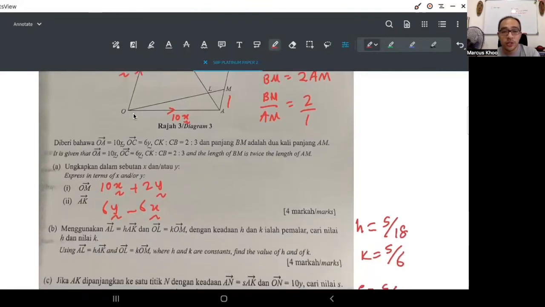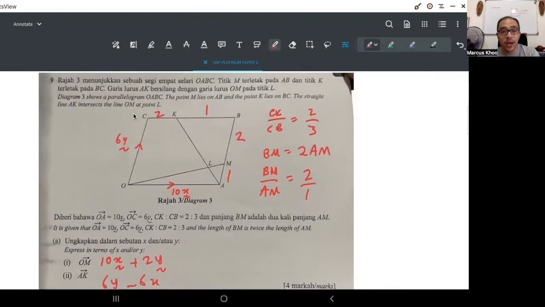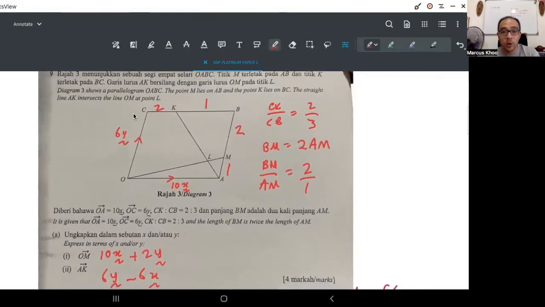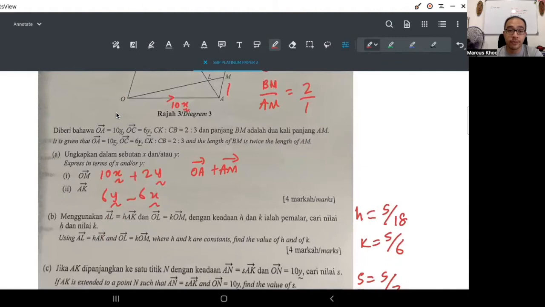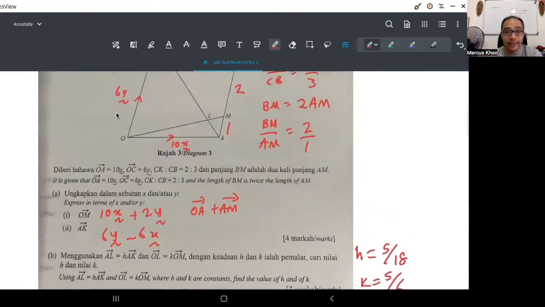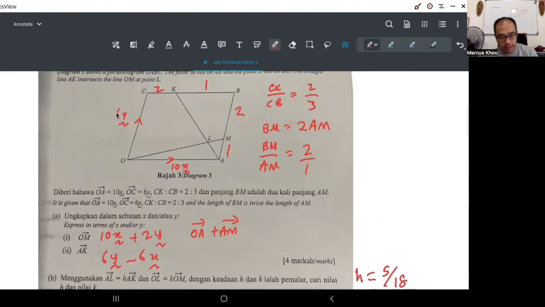So when you do this, you get OM. OM is OA plus AM. I'll give you this clue: OM is OA plus AM. So you find AM first. Obviously, you have to find AM first. AM is 1 over 3 AB, so you get 10x plus 2y. Secondly is AK. Let's see, AK, which is here.